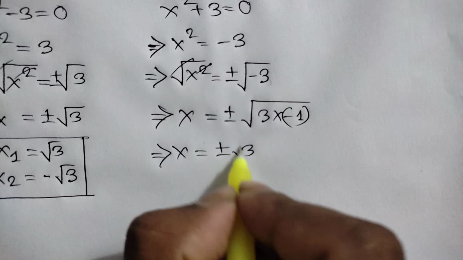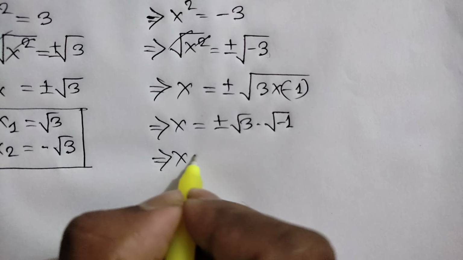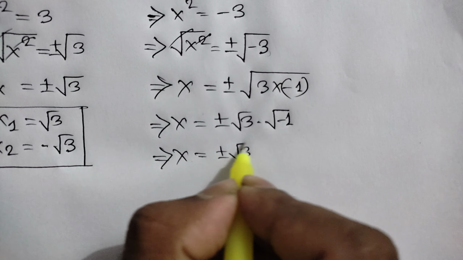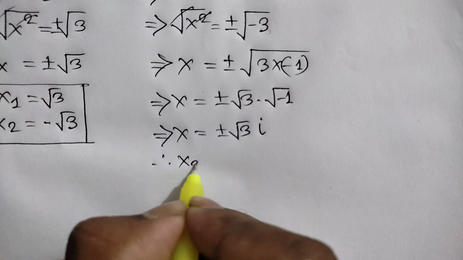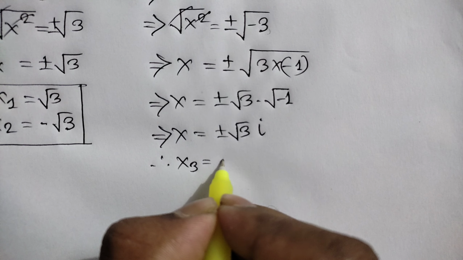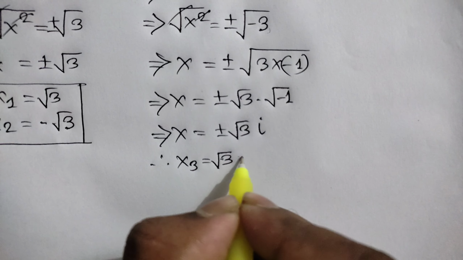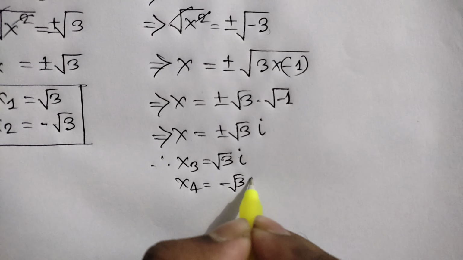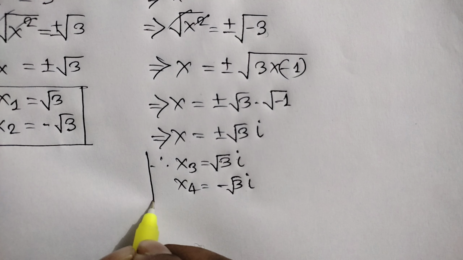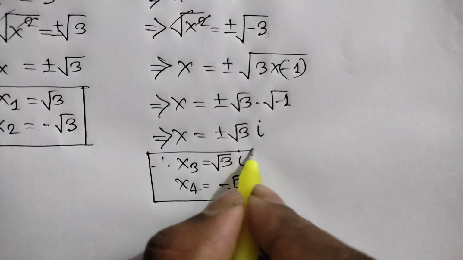We know that square root of negative 1 is i, so x is equal to plus or minus square root of 3 i. So x3 is equal to square root of 3 i and x4 is equal to minus square root of 3 i, and these two solutions are complex solutions.